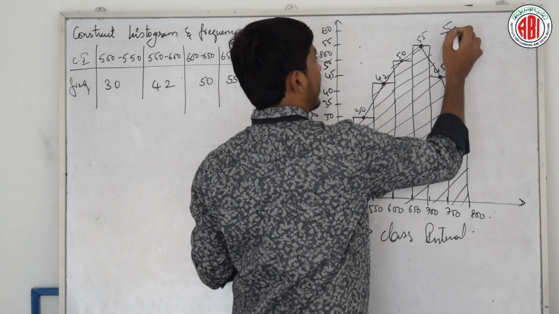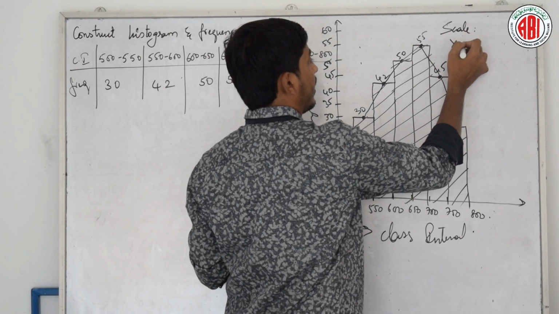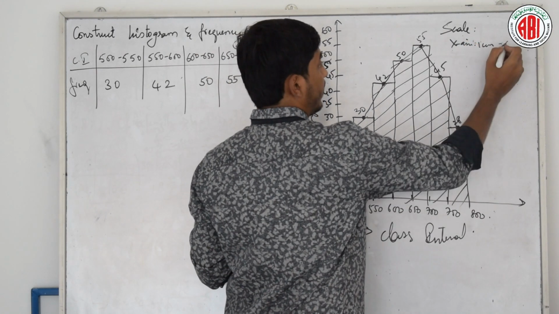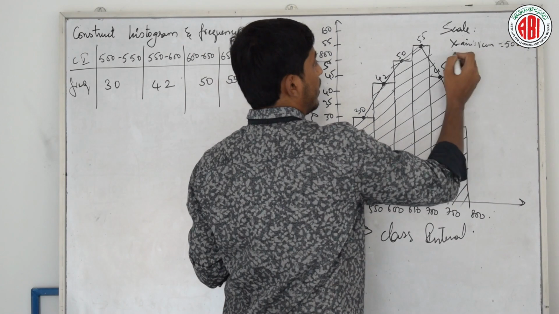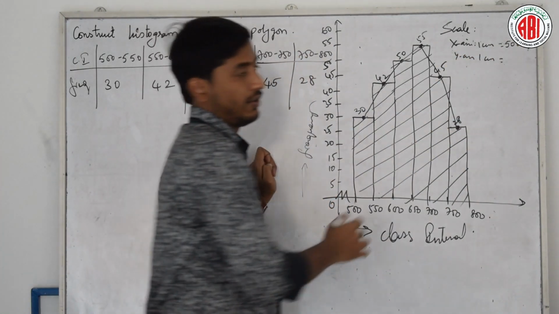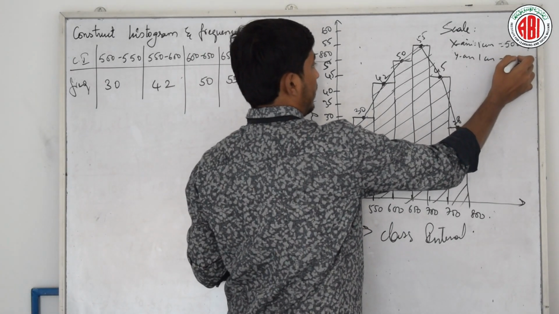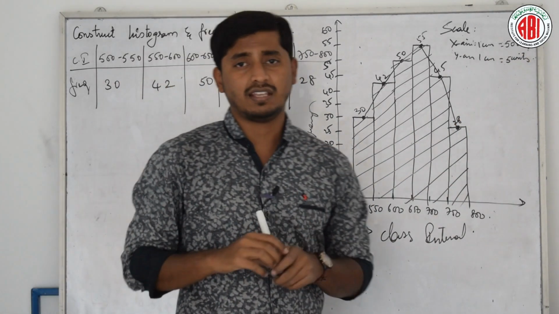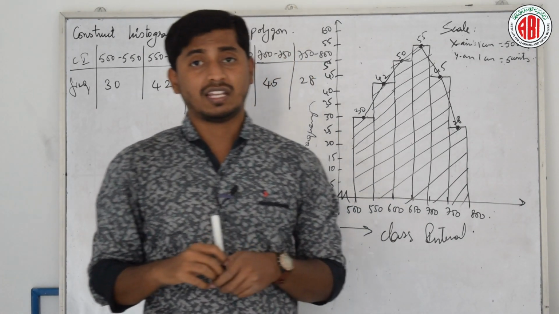Based on this, let us write the scale. X-axis, 1 centimeter is how much? 50 units. Y-axis, 1 centimeter is how much? 5 units. Clear? Did you understand? Is it not easy? Fine. Shall we move on to the next problem?